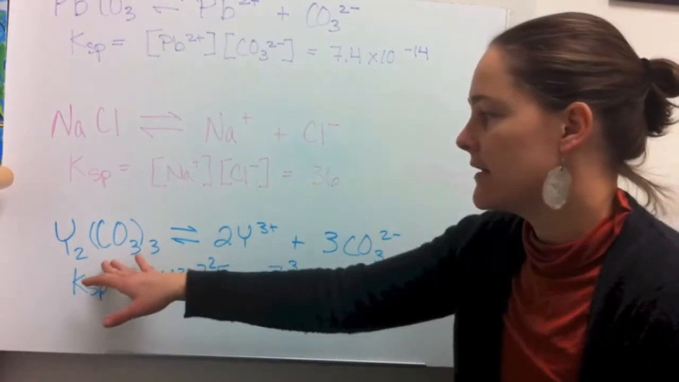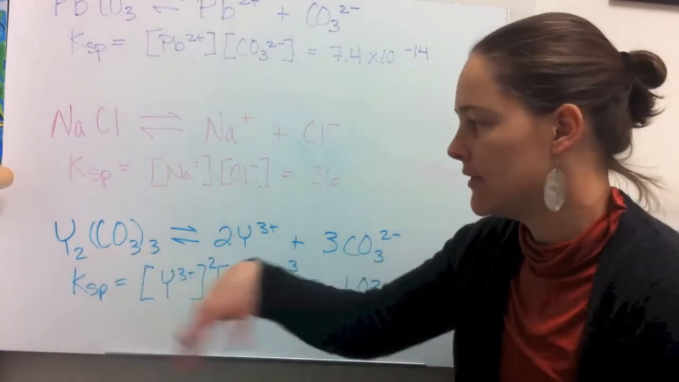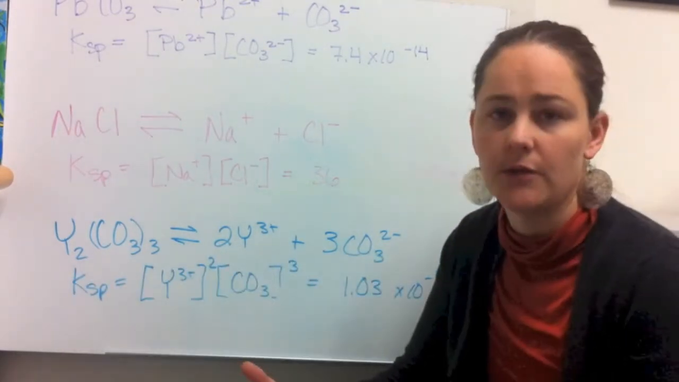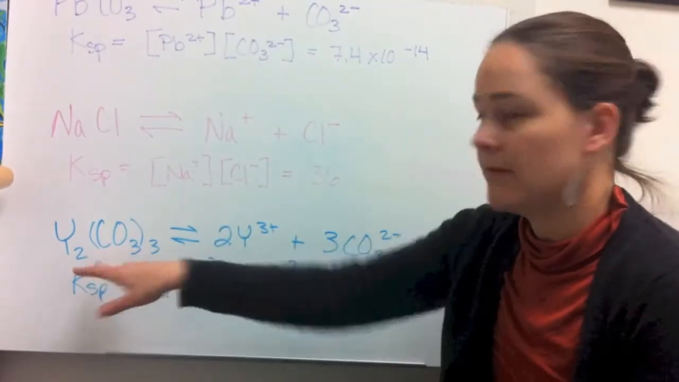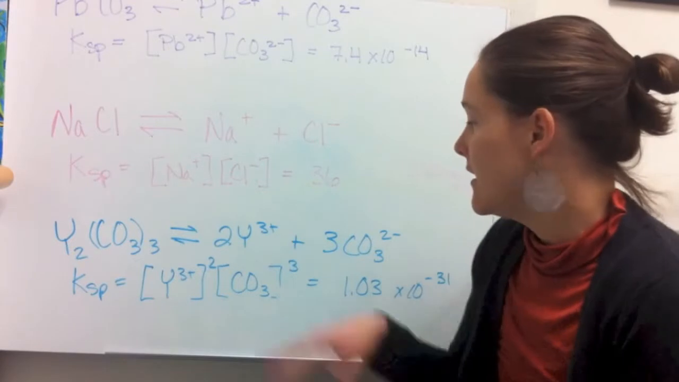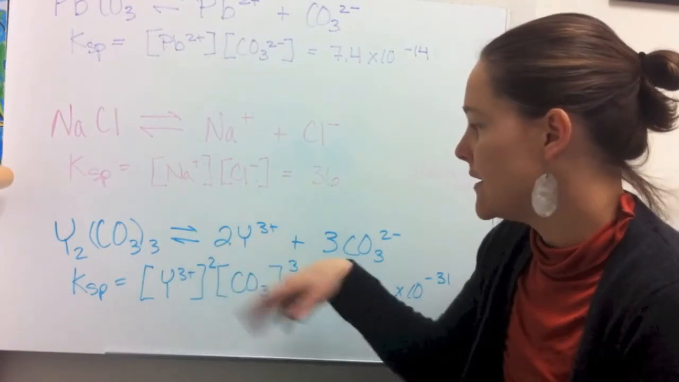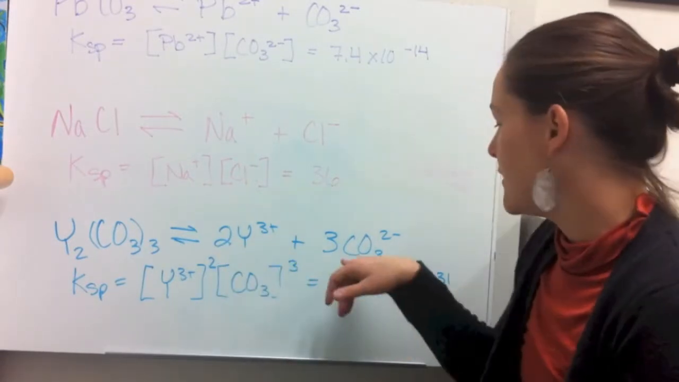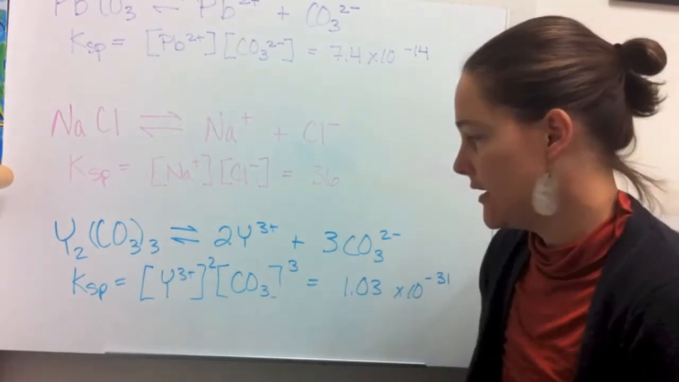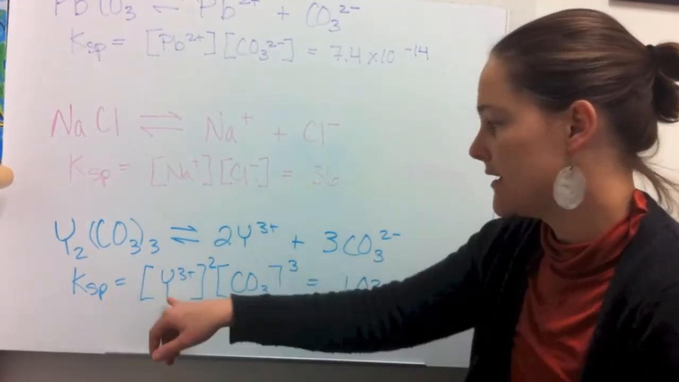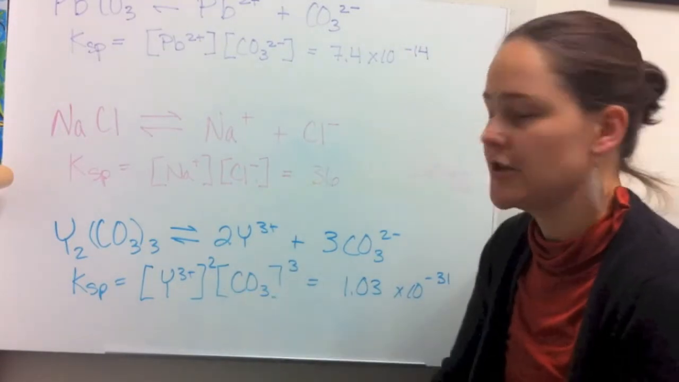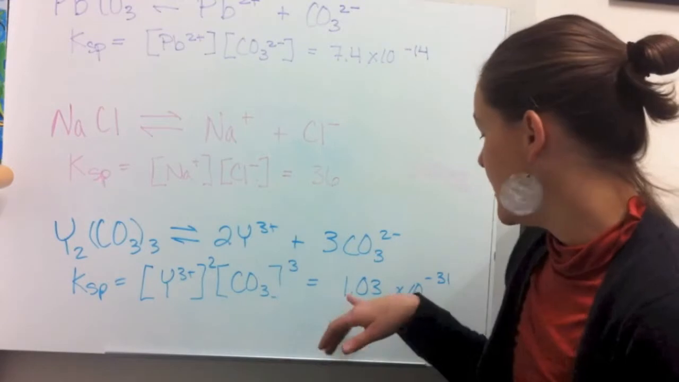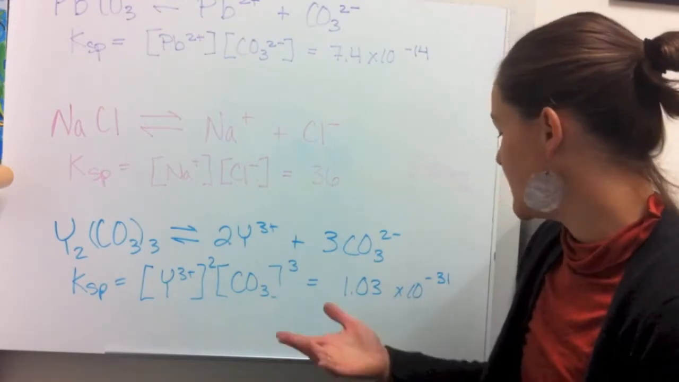You can also have something that's a little bit more complex, something that does not have a one-to-one stoichiometry like these two cases here. So if you have yttrium carbonate dissolving, then you're going to have 2 yttrium 3+ in solution and 3 carbonate 2- in solution. And so the KSP is going to be the concentration of yttrium squared times the concentration of carbonate cubed. And that's equal to 1.03 times 10 to the negative 31.